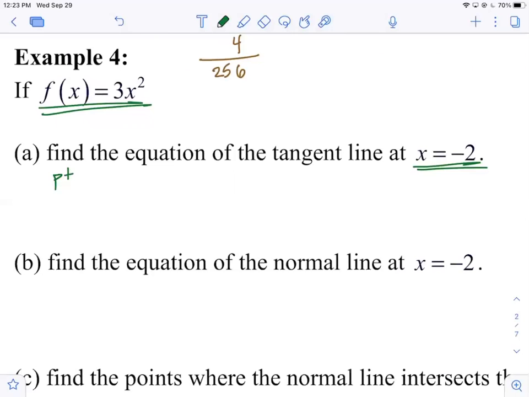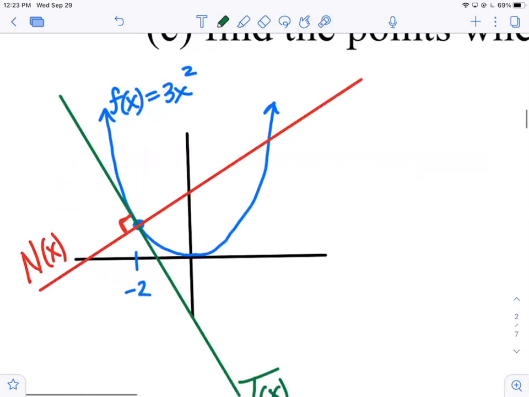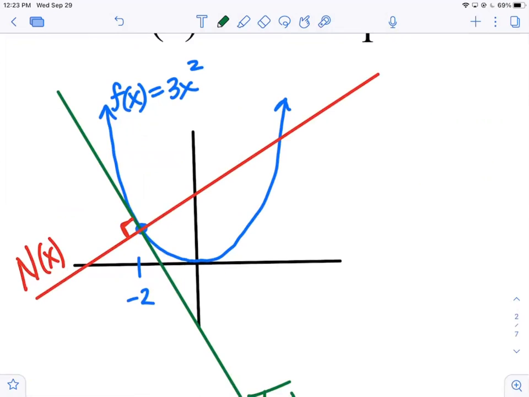Let's find the point first. The point is going to be -2 comma f of -2, which when we plug in, -2 squared is 4, 4 times 3 is 12. So there's the point -2, 12. I'm going to come down here and label it. It's the point of tangency.